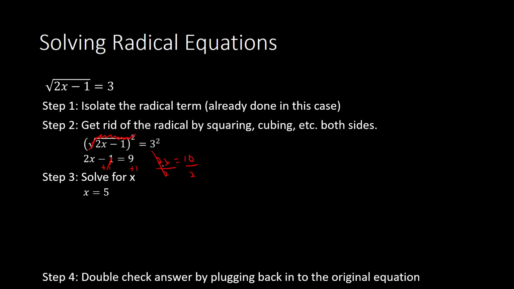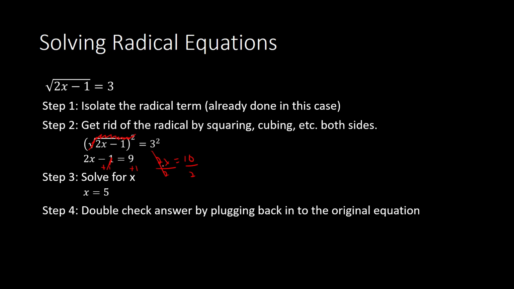But always take a moment and do step 4, which is double checking your answer by plugging it back in to the original equation. So for example, if we plugged a 5 back in for x, we would have the square root of 2 times 5 minus 1 equals 3. Well, the square root of 2 times 5 minus 1, that would give you 10 minus 1, or 9. The square root of 9 equals 3. That works. So our answer does check, but always take a moment and just make sure that you have the correct solution.